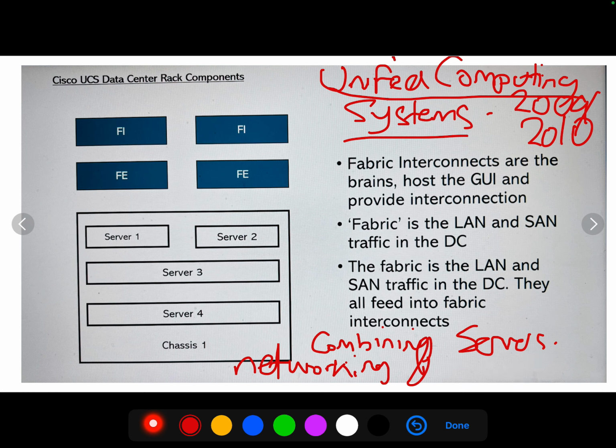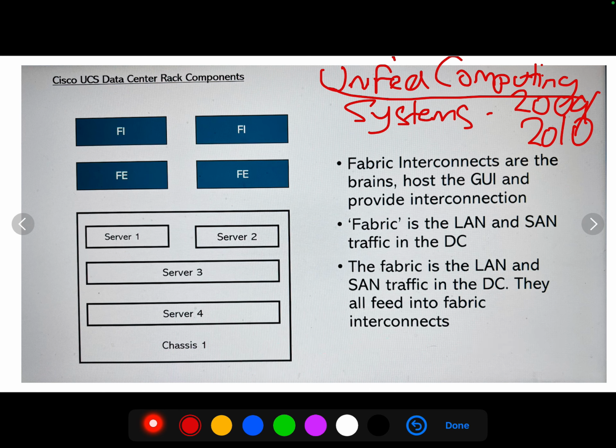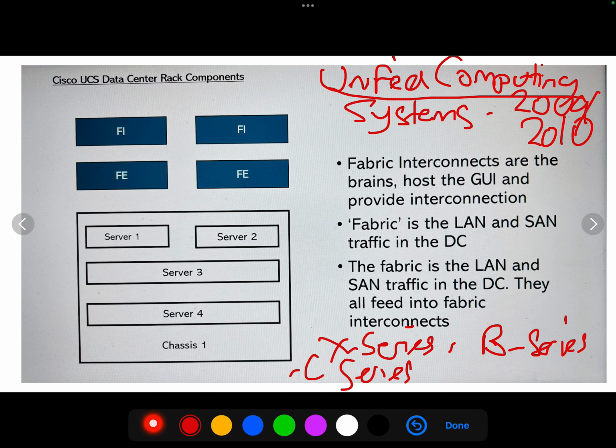Now, there's different series of UCS. So we've got X series, right? It's just good to know. We won't be looking at too much depth in this video, but I'll just mention we've got X series, B series, C series, and S series.